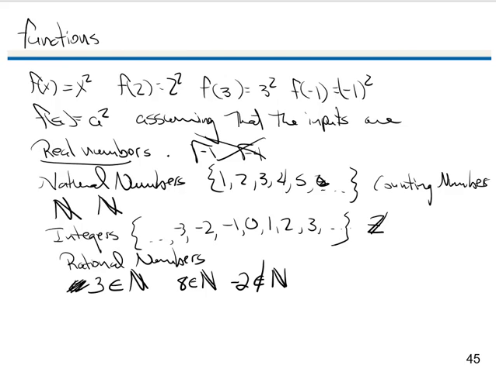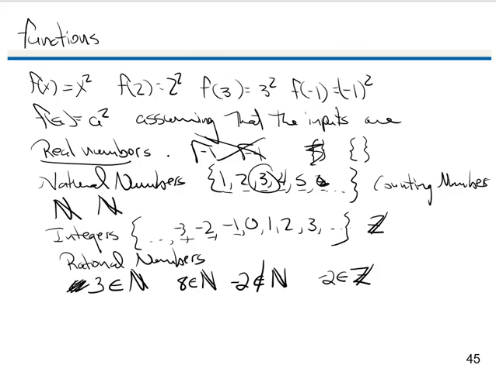And by the way, we use the notation of sets, so we use this kind of bracket to indicate sets. These are called the elements of the set. So we wrote that 3 is an element of the natural numbers, and 8 is an element of the natural numbers. We wrote that negative 2, however, is not an element of the natural numbers. On the other hand, we would say that negative 2 is an element of Z.